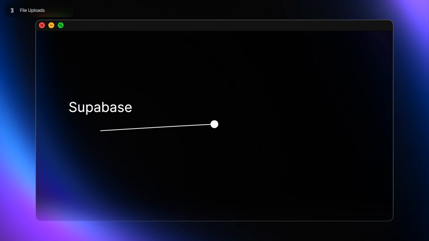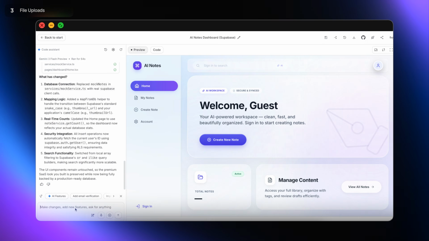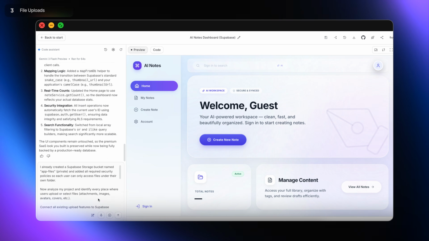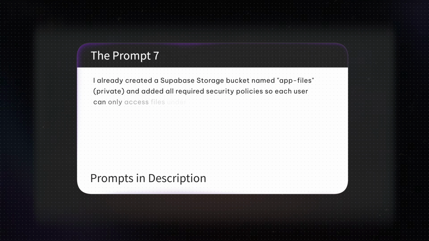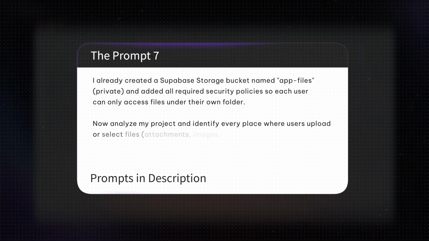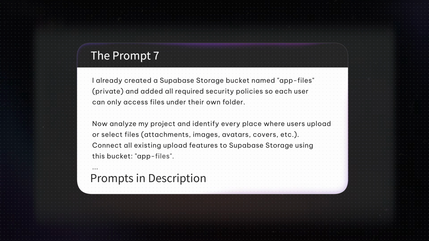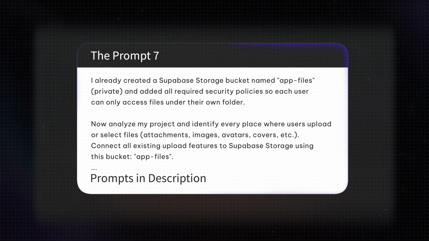Perfect. Next, we go back to Google AI and connect our web app to this bucket properly. I'm going to give it a structured prompt to connect all existing upload features in the project to Supabase Storage. In simple terms, we asked it to do 3 main things. First, use the bucket we just created with the exact same name.